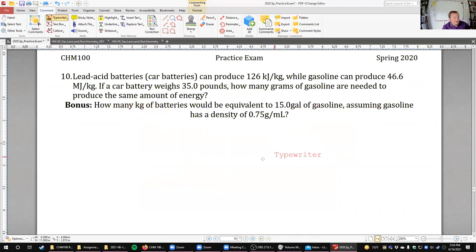All right. For number 10, it's going to be some form of word problem. I'm probably going to throw in some weird prefixes and make you use prefixes to do some conversions, mega versus kilo. So remember how those work.